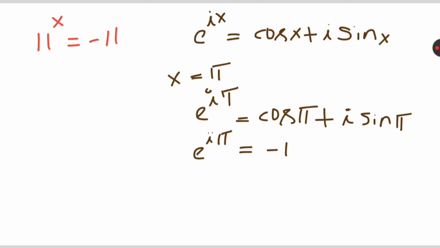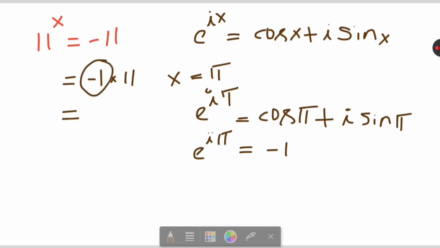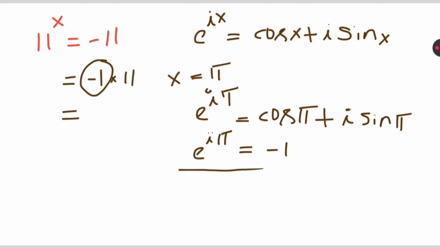So here we have a minus 11. This minus 11 we can write as minus 1 times 11, isn't it? So now instead of this minus 1, we can introduce Euler's identity, e raised to the power of i pi. So this is e raised to the power of i pi times 11, that is your 11 raised to the power of x. So now x is in the exponent. So what you have to do? Take natural log on both sides.